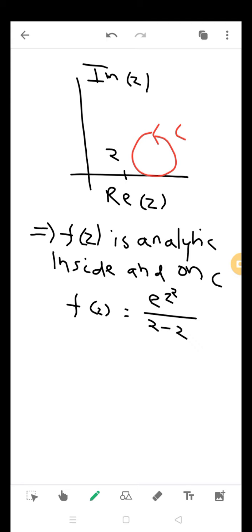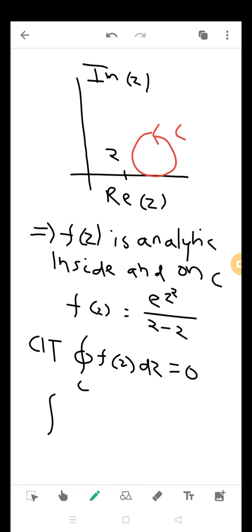Here f(z) is of course e to the power z square divided by z minus 2, and from Cauchy's integral theorem we know that if a function is analytic inside a contour, then the integral of f(z) dz is equal to 0. From there we can say that the integral of e to the power z square divided by z minus 2 is equal to 0 for this contour.